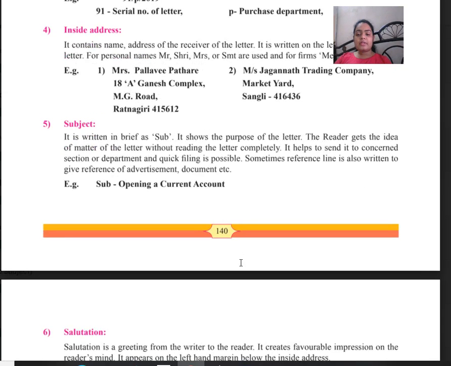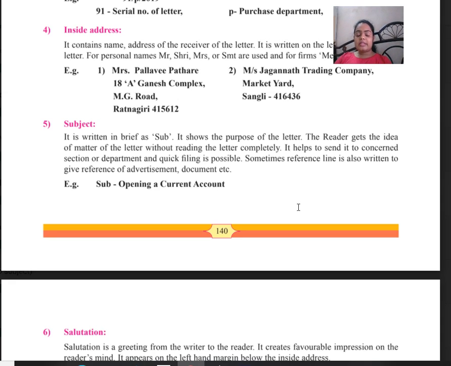Then next we have the subject. It is written in brief. It shows the purpose of the letter. The reader gets the idea of the matter of the letter without reading the letter completely. It helps to send it to the concerned section or department, and quick filing is possible. Sometimes a reference line is also written to give reference of an advertisement, document, etc. Example, subject, opening of a current account.